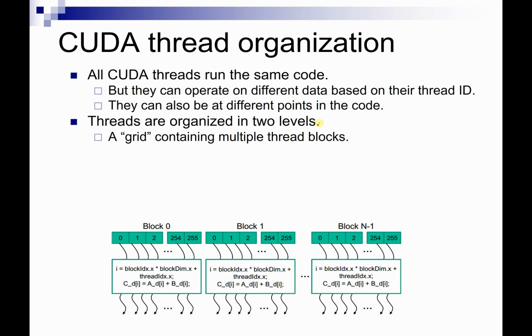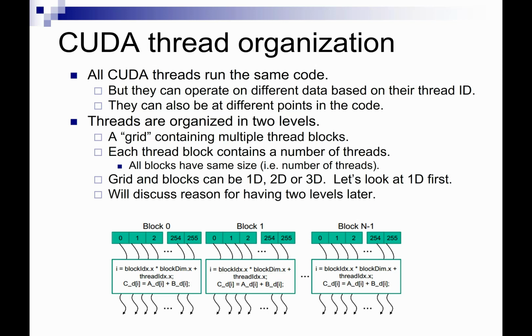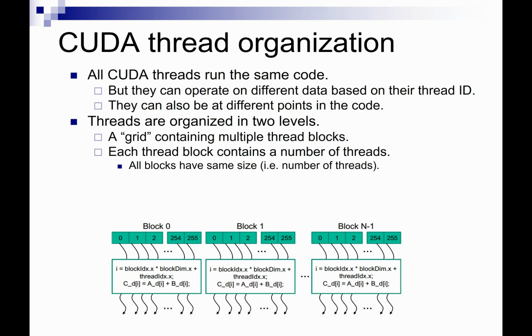So getting back to this, the threads are organized into two levels. Now we start a bunch of thread blocks, and if you take that collection of thread blocks, that is called the grid. When you run a GPU kernel, you first create a grid of thread blocks. Now each thread block has to have the same number of threads. Here we see a grid of n thread blocks.